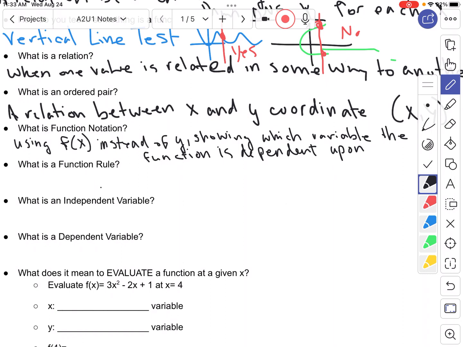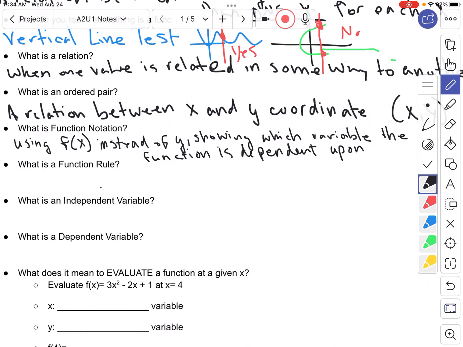And you won't always see f of x, you might see h of x or r of x or r of t. It just tells you the name of the function and which variable it's dependent upon. So if you have a function that relates your revenue based on the amount of time that you work, you might have a function that is named r of t, not f of x.